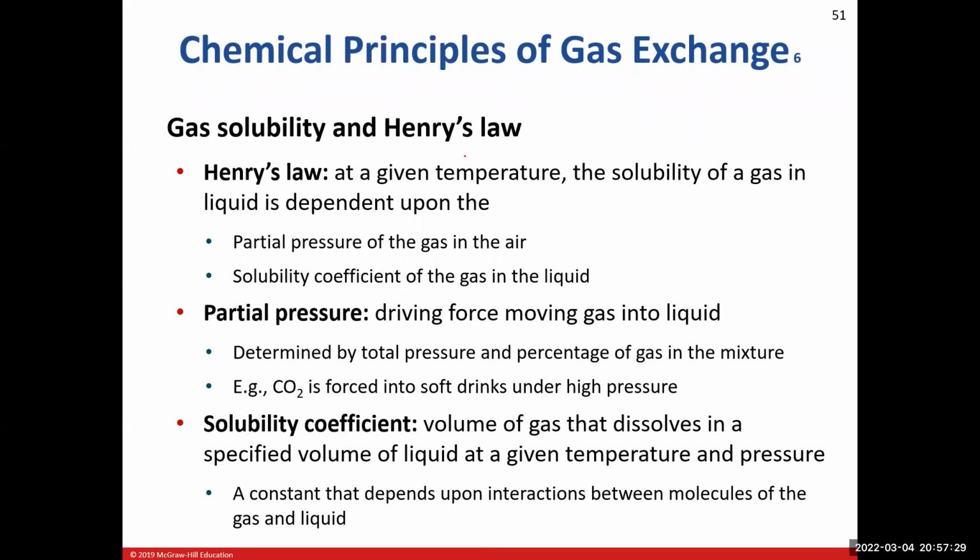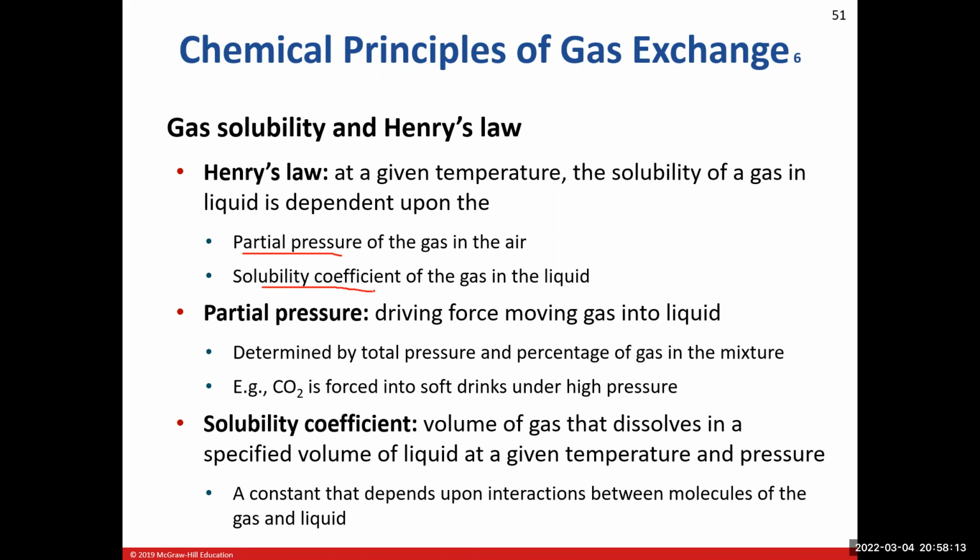More on that later. All right, so staying with the chemical principles of gas exchange, let's talk about gas solubility and another law called Henry's law. All right, Henry's law: at a specific or given temperature, the solubility of a gas, that means the ability of a gas to dissolve into a solution, is going to be dependent on two things: the partial pressure of the gas and the solubility coefficient of that gas in the liquid. Now, the solubility coefficient is going to stay constant. It should not change for the gas.